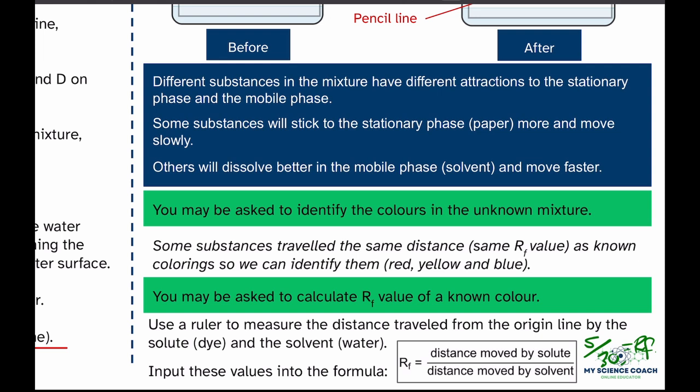If you compare that to a table of known RF values, you'll be able to find the one that it matches, and therefore you'll be able to identify the unknown colour. So that's a common question: how would you identify an unknown colour? All you need to say is calculate the RF value and compare it to the RF value of known colours. That's how you do it.